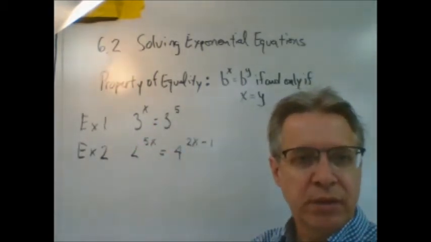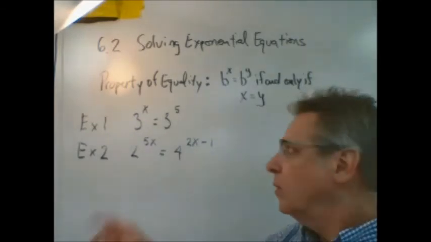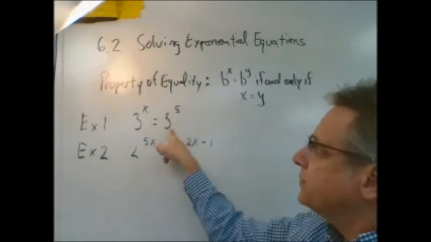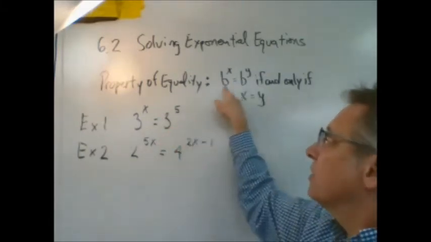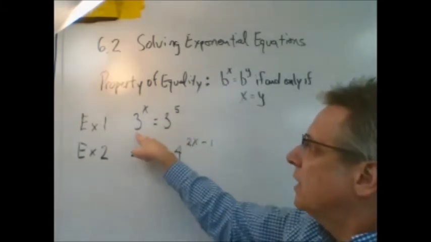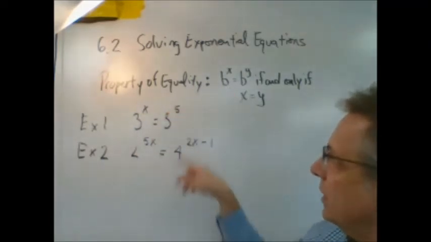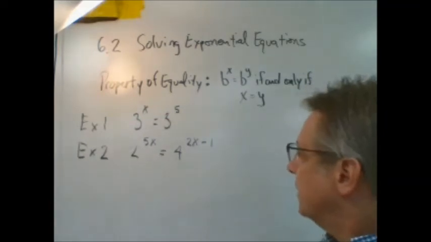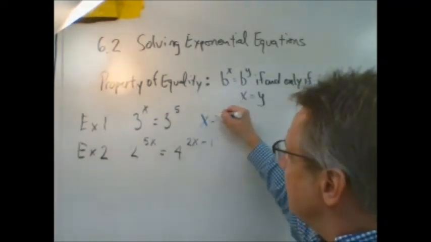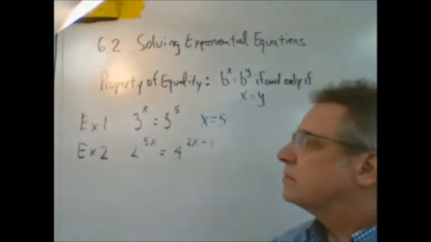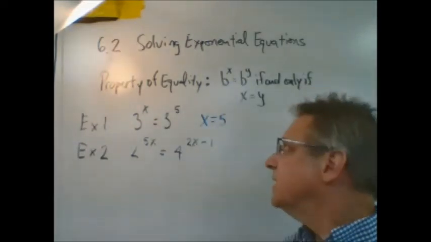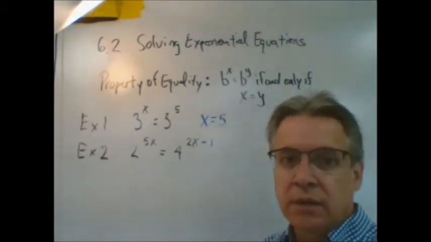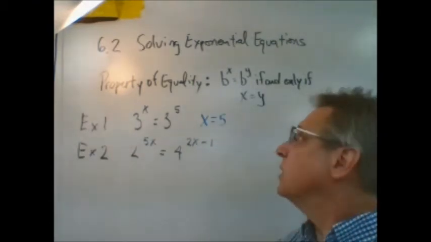This is a very simple example, right? We see that it looks just like b^x equals b^y. The bases are the same. Both have a 3. And so this property of equality says that we can just set the exponents equal to each other. And so this would be x equals 5. And that's it. It's solved for. That's a very easy one, but I wanted to show that one illustrating this property of equality.